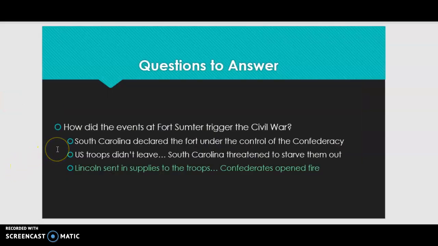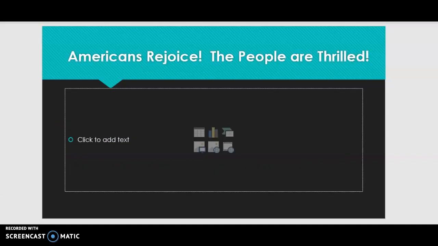All right, so how did the events at Fort Sumter trigger the Civil War? Well, South Carolina declared that the fort was now under control of the Confederacy, but the U.S. troops did not leave. They decided to stay put, and so South Carolina essentially threatened to starve them out, right? All right, well, we're going to block everything, and you'll leave when you're hungry enough. So Lincoln tried to send in supplies to the troops, and when that happened, Confederates opened fire and attacked Fort Sumter. So Americans rejoice, the people are thrilled.